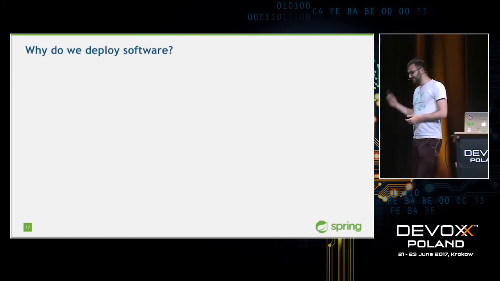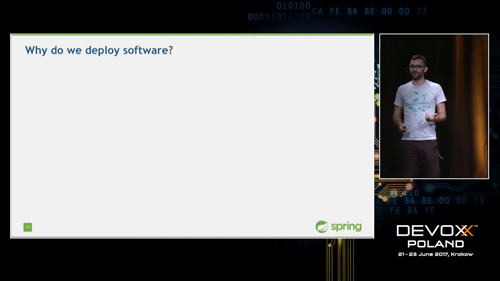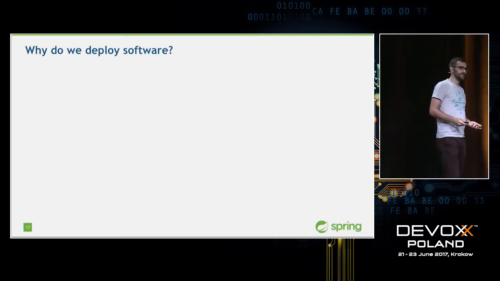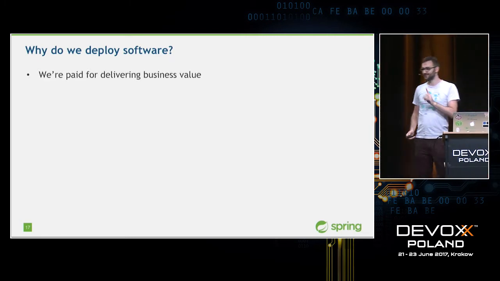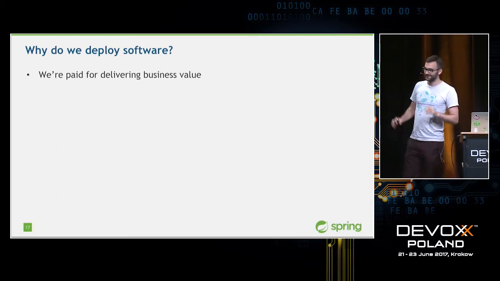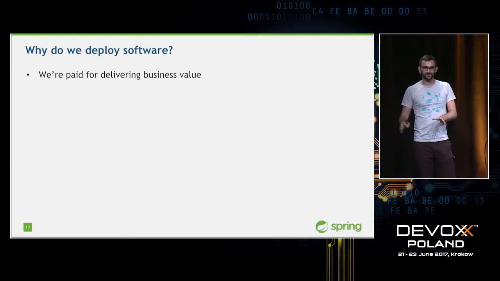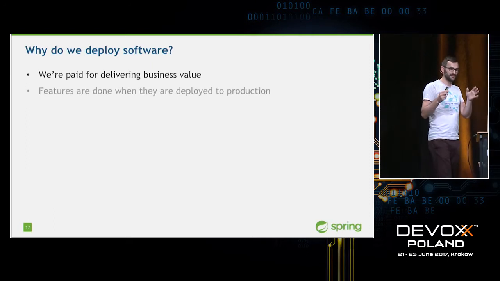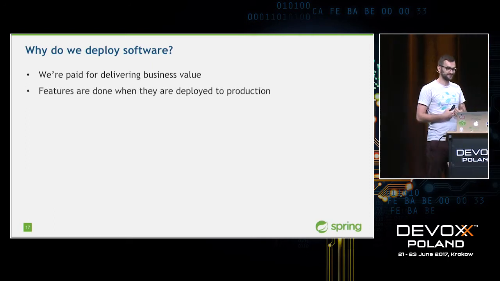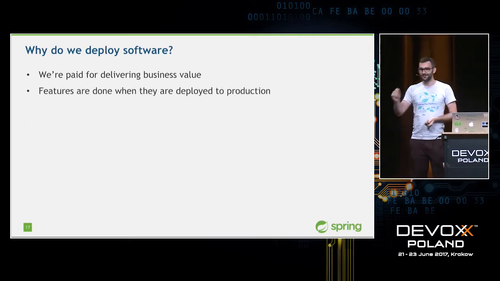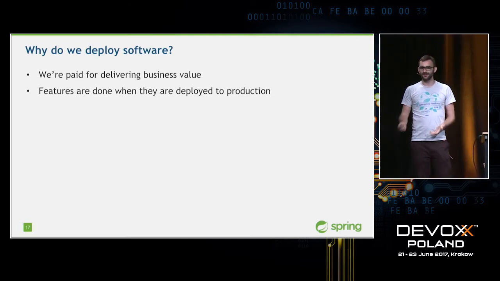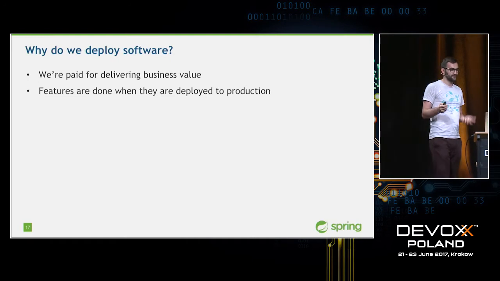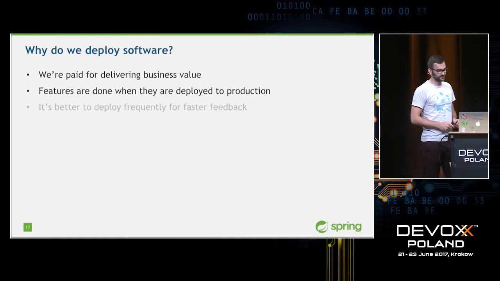So now there's a key question. Why do we deploy software? What's the point? We're paid for delivering business value. Some people forget about this, but only if we deploy our software to production are we going to get paid. And features are done only when they are deployed to production. The business doesn't care about your test or stage. It makes no sense for them. Production is the only place that matters.